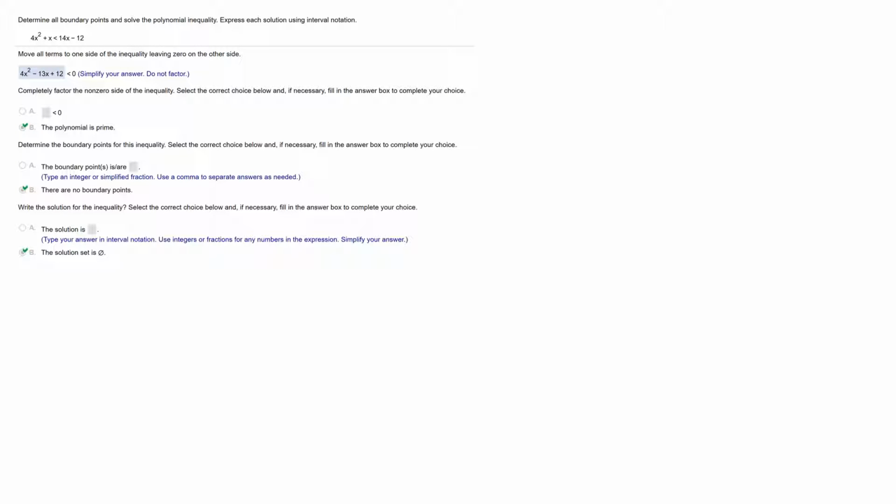Alright, so the first thing they want us to do is move all the terms to one side to get 0 on the other side. So we have 4x squared plus x is less than 14x minus 12. So I'm going to subtract 14x from both sides.